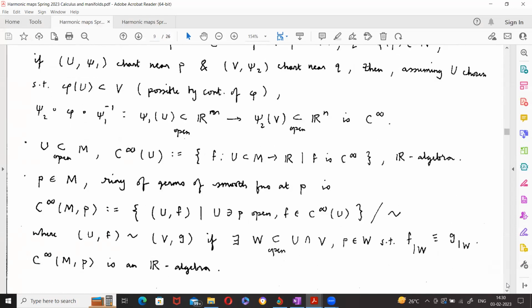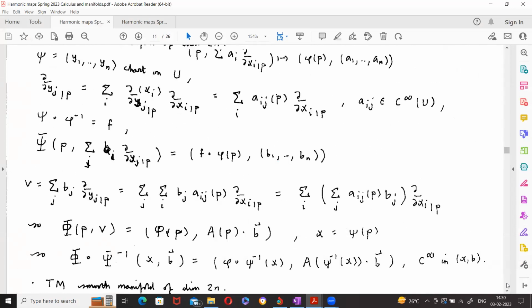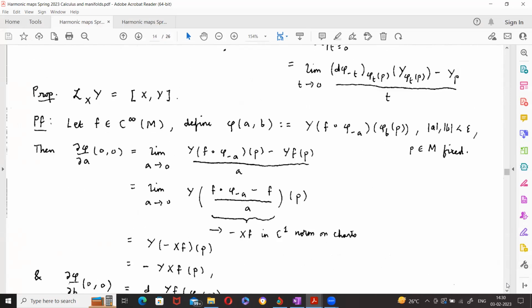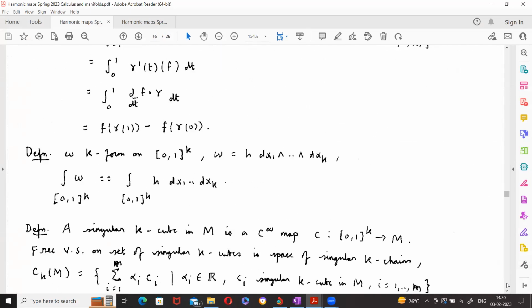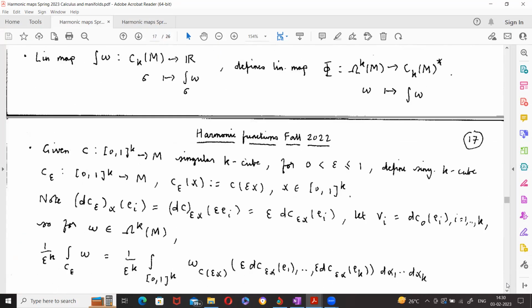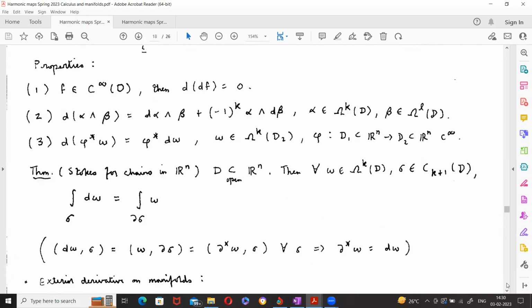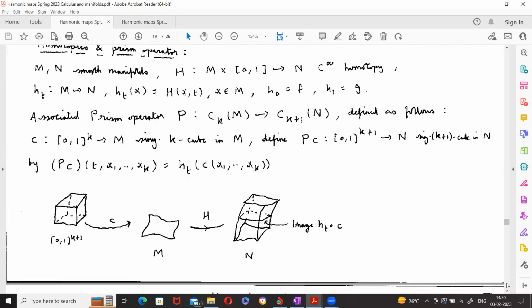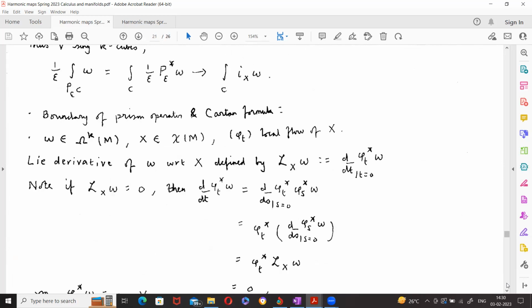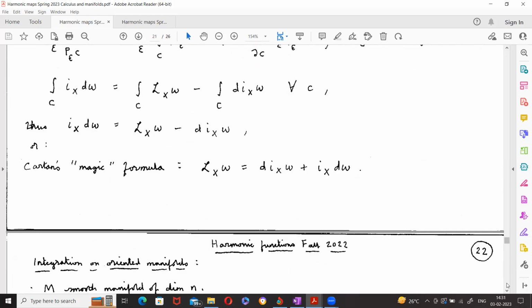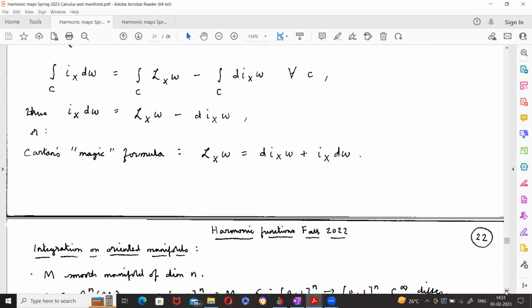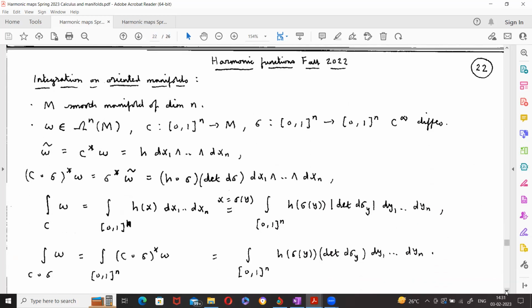We now want to talk about integration of n-forms over n-manifolds, so integration of a top degree form. Now suppose M is a smooth manifold of dimension n, and suppose omega is an n-form on M.